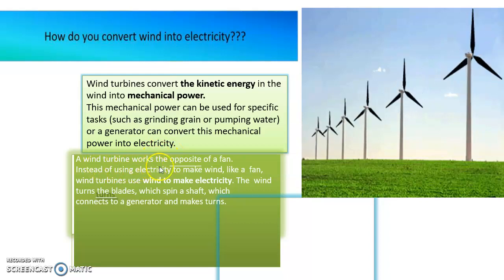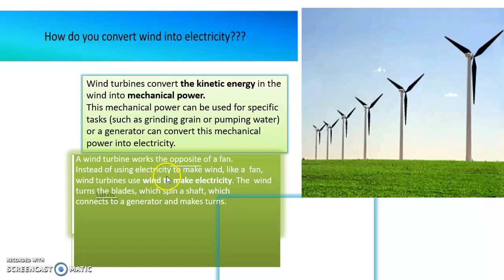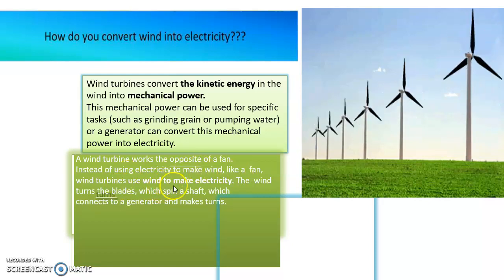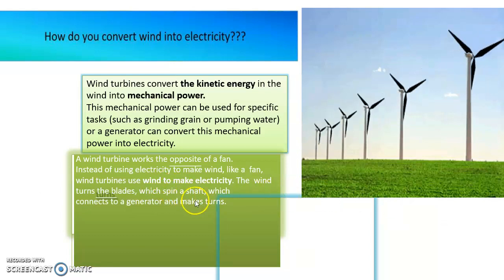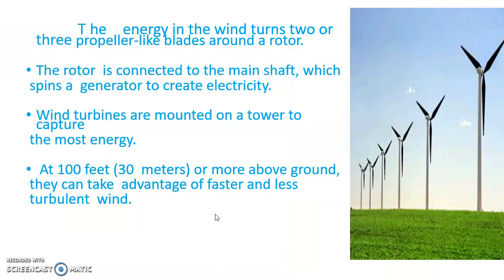So a wind turbine works most probably in the opposite of a fan. Instead of using electricity to make a wind like a fan, wind turbines use wind to make electricity. The wind turns the blades, which spins a shaft which connects to a generator and makes turns.